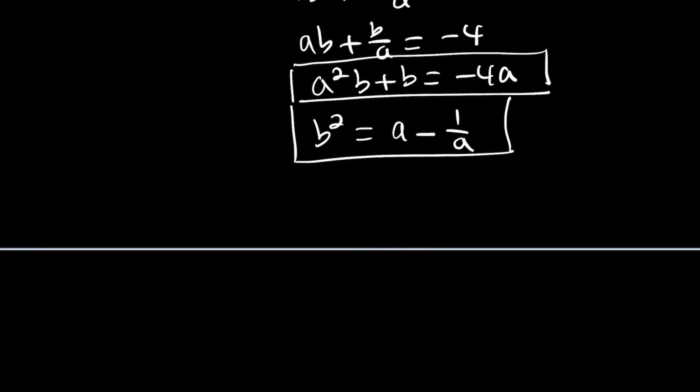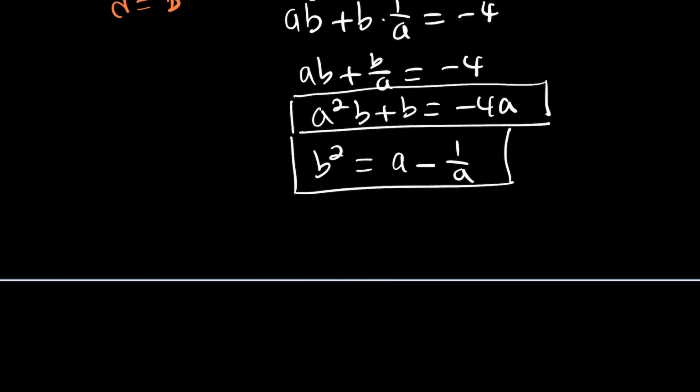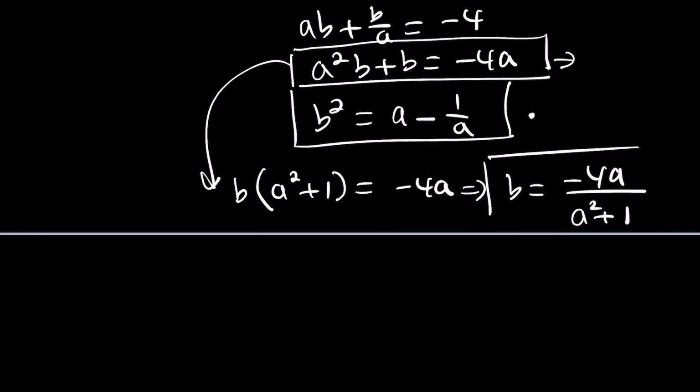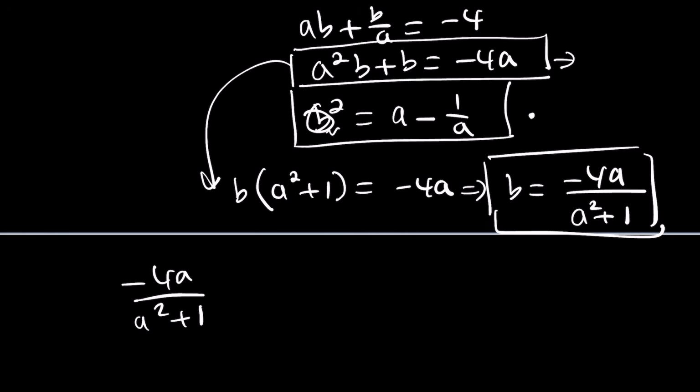Well, first of all, notice that from the second equation here, this one, b squared is isolated. So let's go ahead and work with b. From this equation, if you factor out the b, you get a squared plus 1 equals negative 4a. And from here, you can write the b as negative 4a divided by a squared plus 1. So this gives us a nicer formula that we could probably use here, right? b is negative 4a over a squared plus 1. So replace b with that. Of course, you have to square it. And then set it equal to a minus 1 over a.